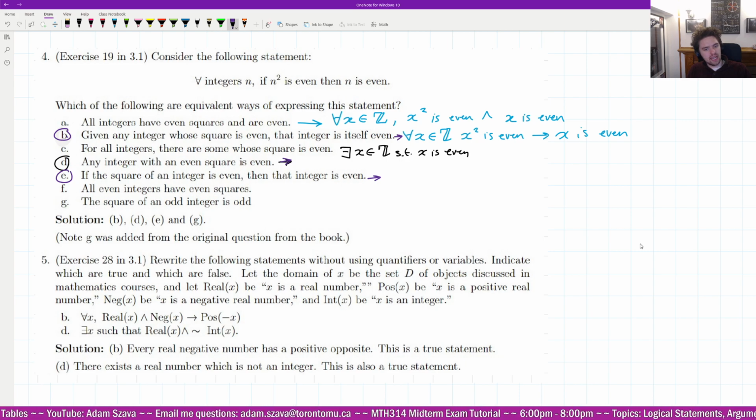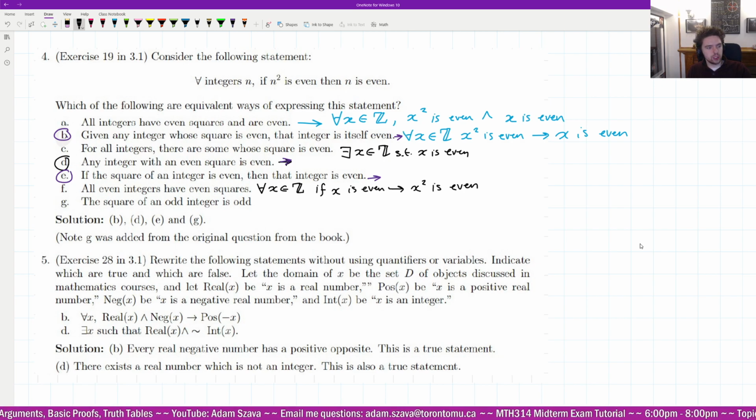All even integers have even squares. This is saying for all x, which are integers, not real numbers, all even integers have even squares. If x is even, this implies x squared is even.